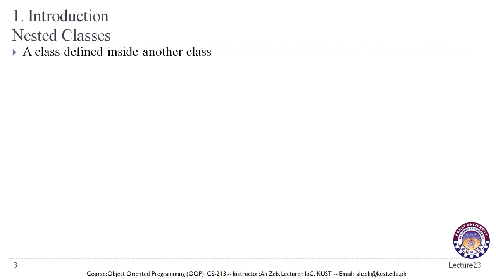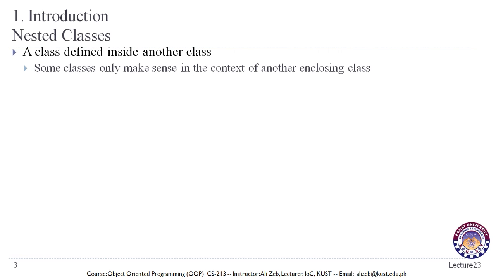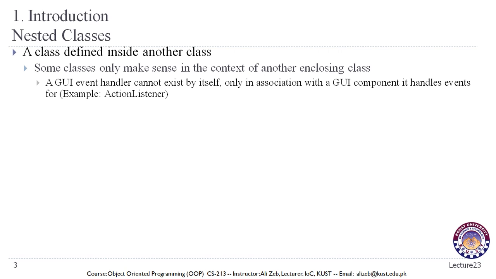A class defined inside another class is called a nested class. Some classes only make sense in the context of another enclosing class. They may not make sense independently; they make sense only when used inside, or enclosed by, another class. For example, a GUI event handler cannot exist by itself, only in association with a GUI component it handles events for.